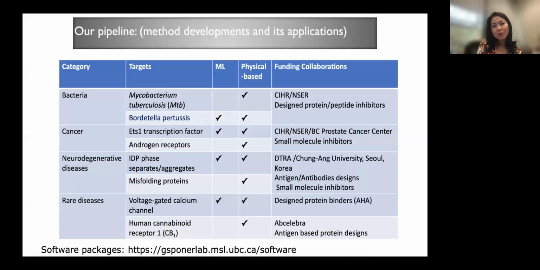Our pipeline seems quite diverse. As a co-founder of a startup that leverages AI and physical modeling, we aim to develop methods that advance the field of drug discovery. So I put a website here. This website, please go and visit and explore the tools that we have developed, from identifying the disordered protein binding region to predicting the mutations that could be deleterious.